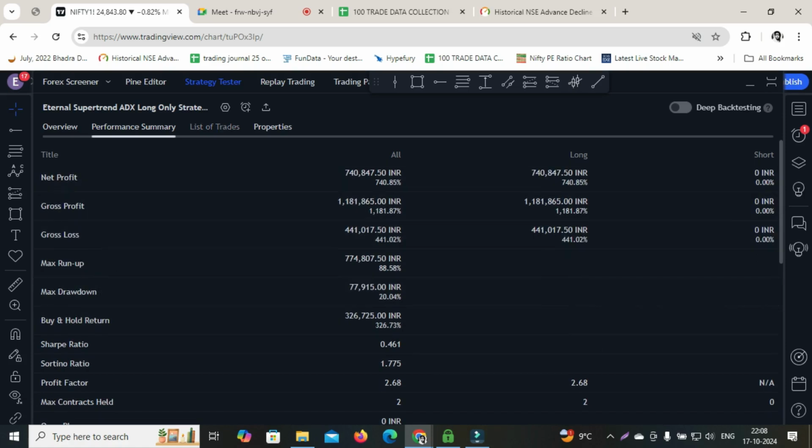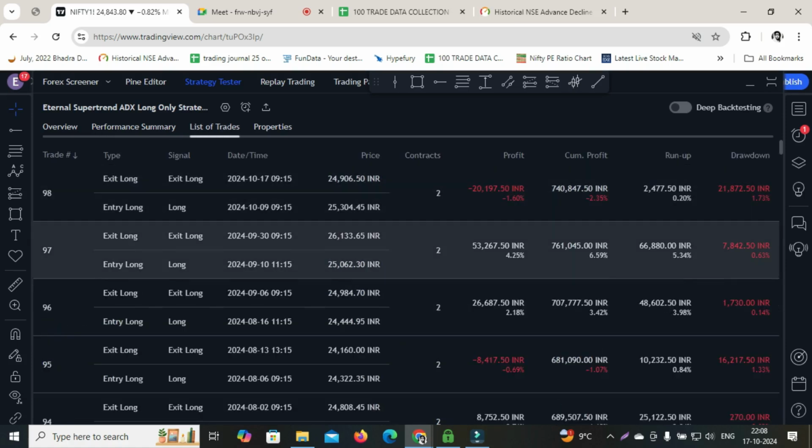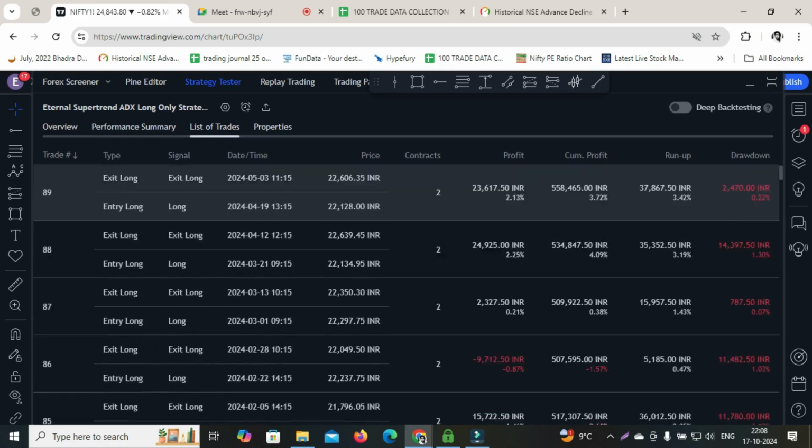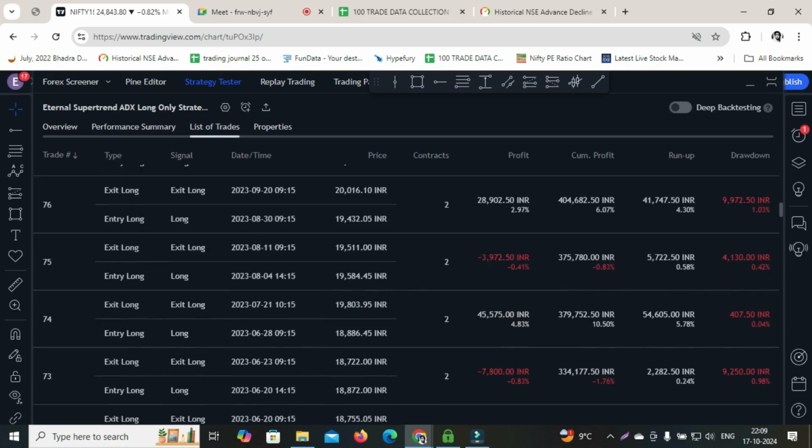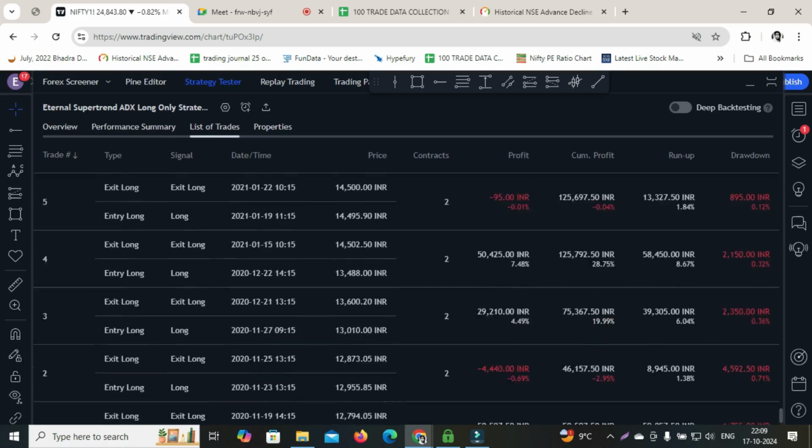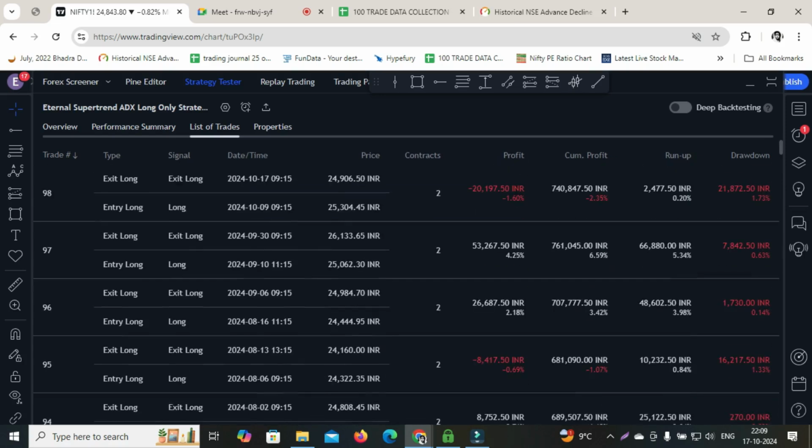Rest, this is the list of trades. You can check all the trades taken. All 98 trades, all details are there. You can export it into an Excel sheet and then use ChatGPT to do further analysis. There is even something known as Monte Carlo analysis, where you look for even the worst possible case. What is the worst situation possible with this strategy? Okay, you can do that also.